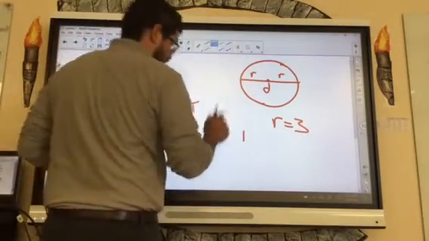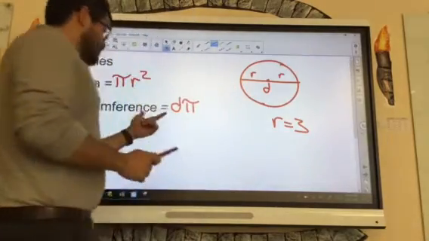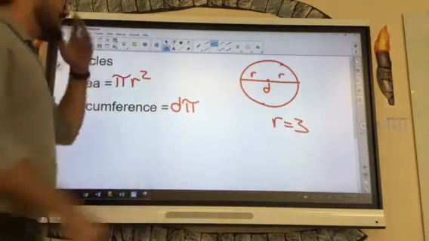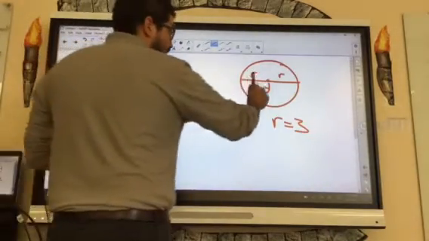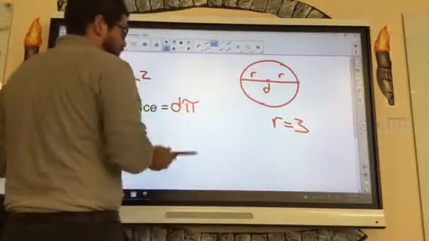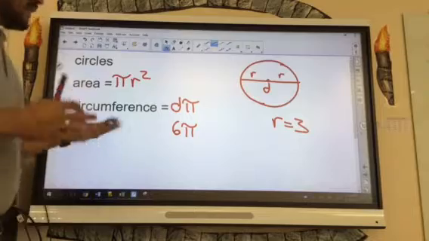Now, if the radius is 3, and I'm looking for the diameter because I'm looking for the circumference, okay, I need the full length of the line. Okay, so it's going to be radius plus radius, which is 6. So this is going to be 6 times 3.14, which is pi. And that would be the answer.